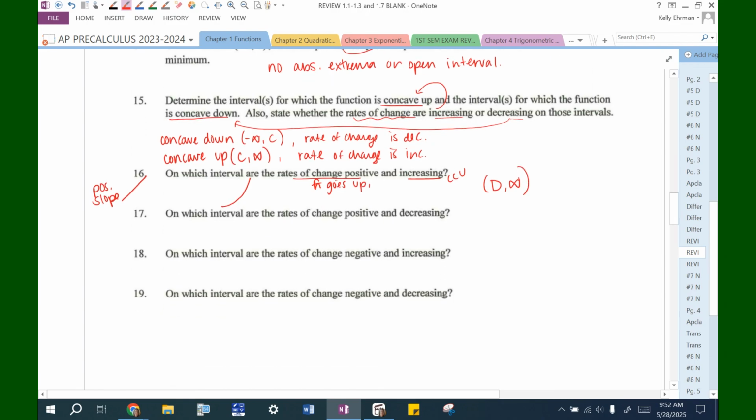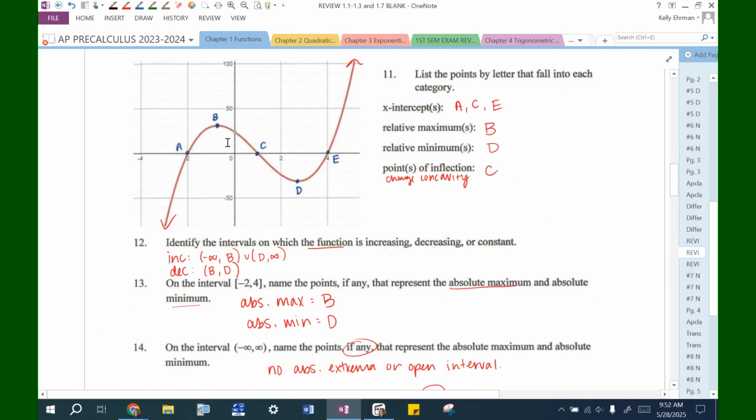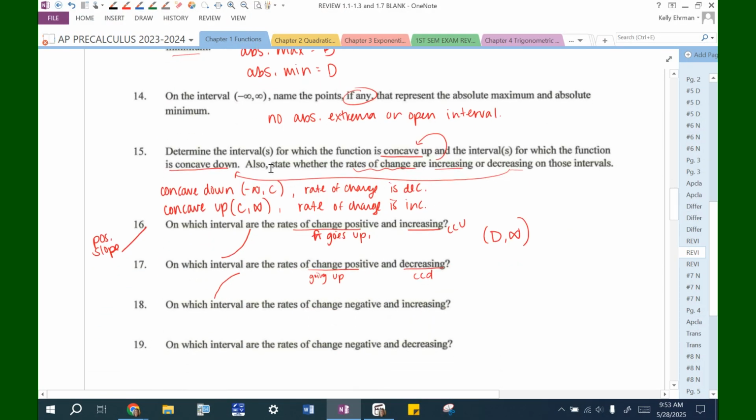Where are the rates of change positive and decreasing? So going up, but concave down. Going up but concave down looks like that. So find that section of the graph. Right there in negative infinity to B.